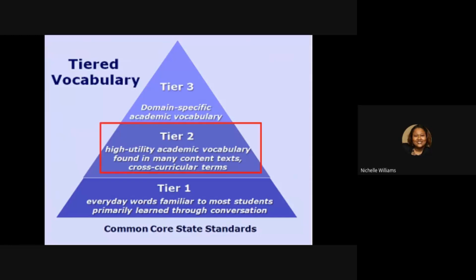Tier 2, those are your high frequency terms. You'll find them cross-curricular. You'll find them in use by students all the time in other classes. So they may sometimes confuse the meanings of those words when it comes to your class. You want to make sure that you spend a good deal of time focusing on making sure that your students understand those meanings of those Tier 2 words. And then Tier 3, those are the terms that are domain specific to the content that you're teaching.